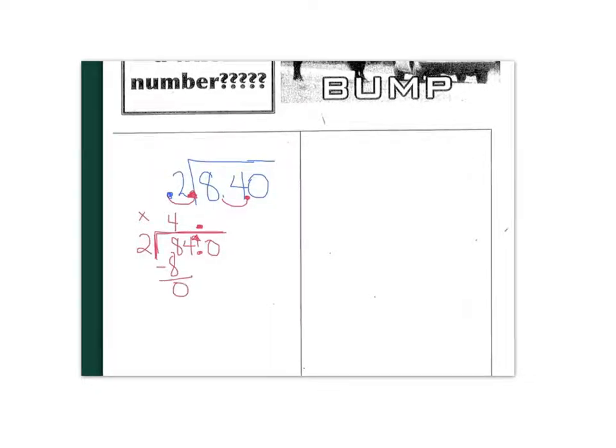We have 0. Bring down the 4. 2 goes into 4 2 times. 2 times 2 is 4. Subtract. Bring down our 0. 2 goes into 0 0 times. We have 0 left over. So our answer is we can get 42 groups of 20 cents out of $8.40.